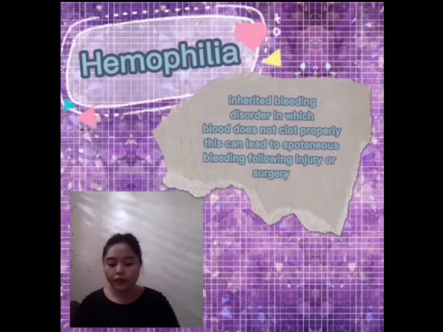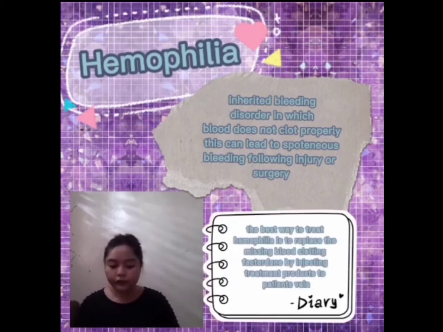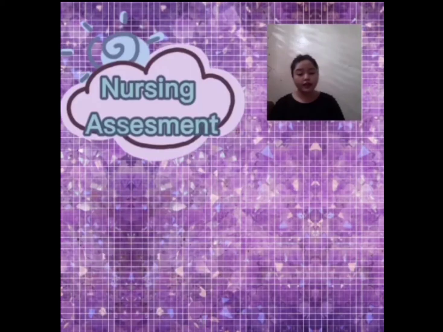The other one is hemophilia. Hemophilia is an inherited bleeding disorder in which blood does not clot properly. This can lead to excessive bleeding following injury or surgery. The best way to treat hemophilia is to replace the missing blood clotting factor, done by injecting the treatment products into a person's vein. Nursing assessment.